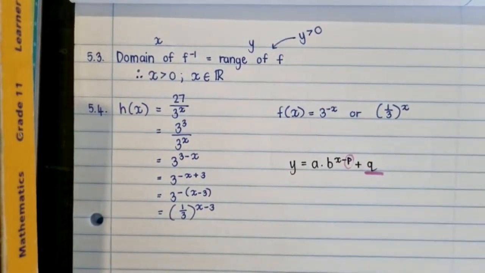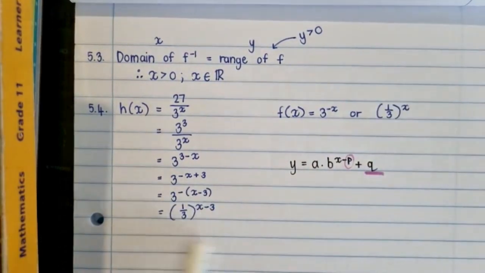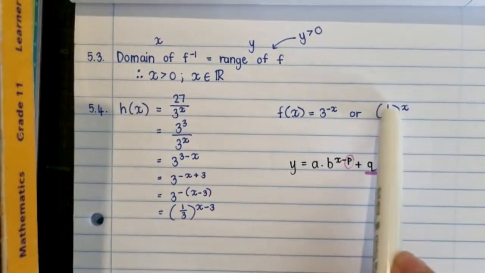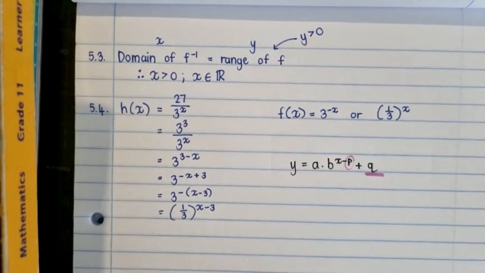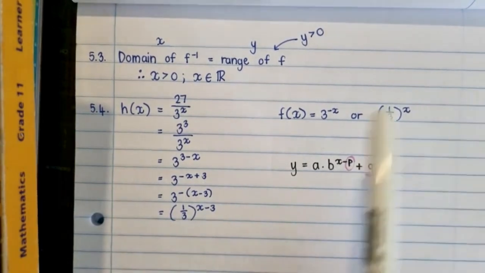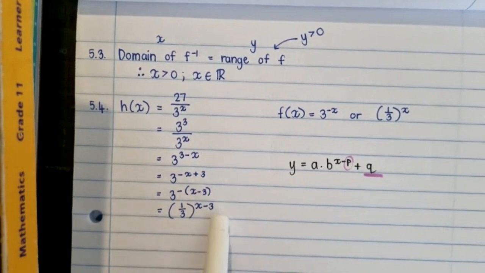Okay, but now we need to figure out what happened from this equation to turn it into this equation. How did the graph move? How did the graph of a third to the power of x move to become a third to the power of x minus 3? Right? Now, guys, if you have an x minus 3, that means that you've moved 3 units to the right. Yes, exactly, 3 to the right.